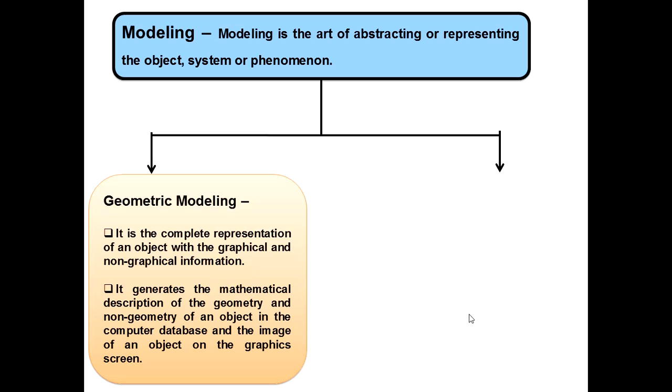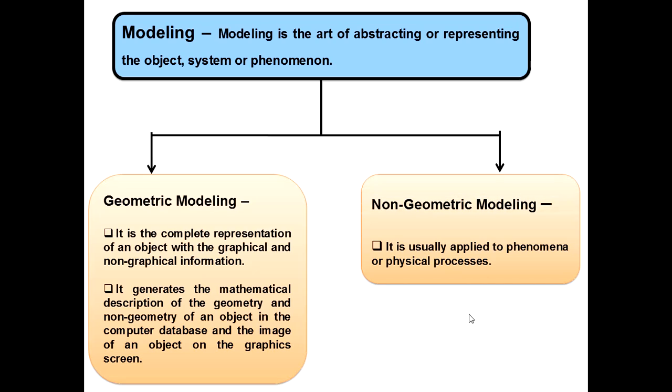Geometric modeling has the mathematical description of the geometry and the non-geometry of the object. It is stored in the computer database, and the image of the object appears on the graphic screen. Whatever modifications we make in the image of the object are made correspondingly in the computer database. So you can see an immediate reflection of the changes on the computer screen, but these changes are done in the respective database stored in the computer.